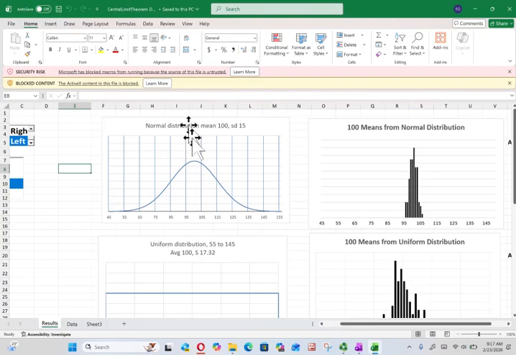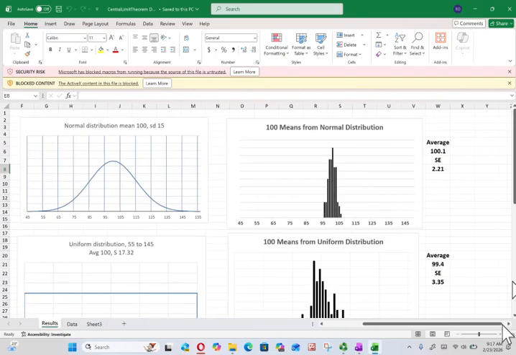This one, the distribution from normal, has a mean of 100, standard deviation of 15. In the distribution of sample means, the mean is going to be the same. This is the distribution of 100 sample means of samples of size 30. So I took 30 observations, averaged them. Then I took 30 observations again and averaged them. And did that 100 times.